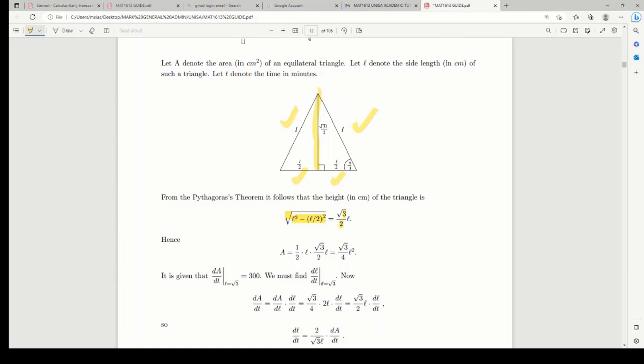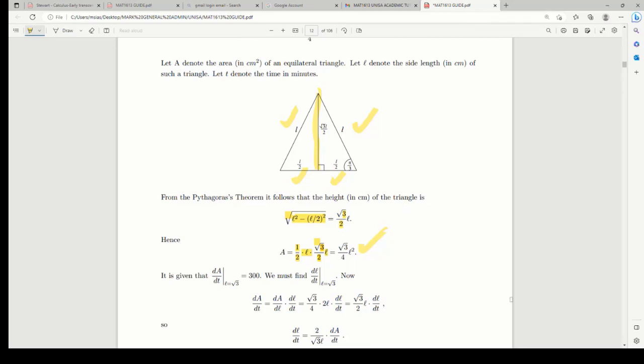So the area of a triangle is a half base times height. The base is L, and the height you just found from the theorem of Pythagoras is square root of 3 divided by 2 multiplied by L. When you do those multiplications, this is what you get. I don't think we doubt that, okay? So 2 times 2 in the denominator gives you 4. You get square root of 3 over 4 times L squared.